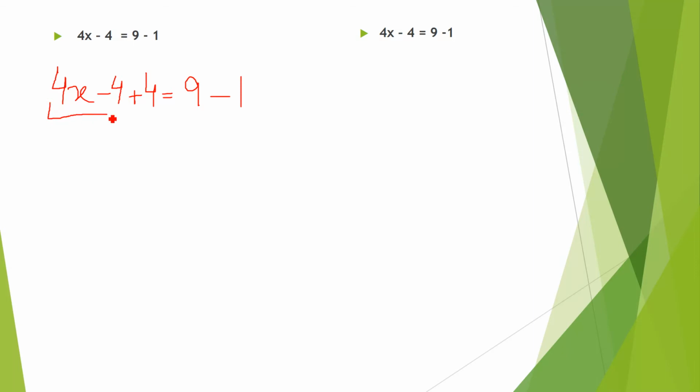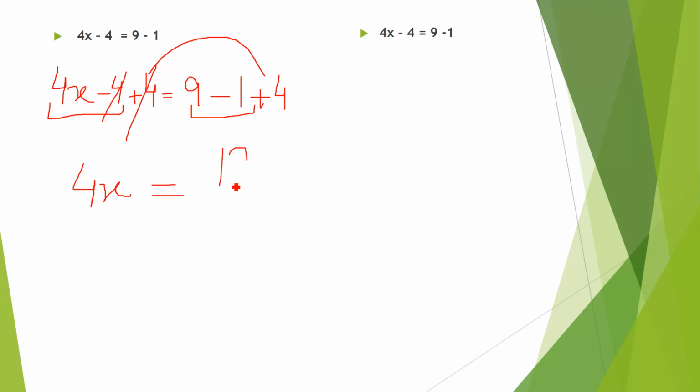And on the right hand side, we have 9 minus 1. So what we did on the left hand side, we add +4. I told you whatever you do on the left hand side, the same operation you have to do on the right hand side as well. So we will add +4 here as well. So this -4 and this +4 will cancel each other. Remaining is 4x equal to, 9 with positive sign, 4 with positive sign, so it is 13, and 13 minus 1 is equal to 12.